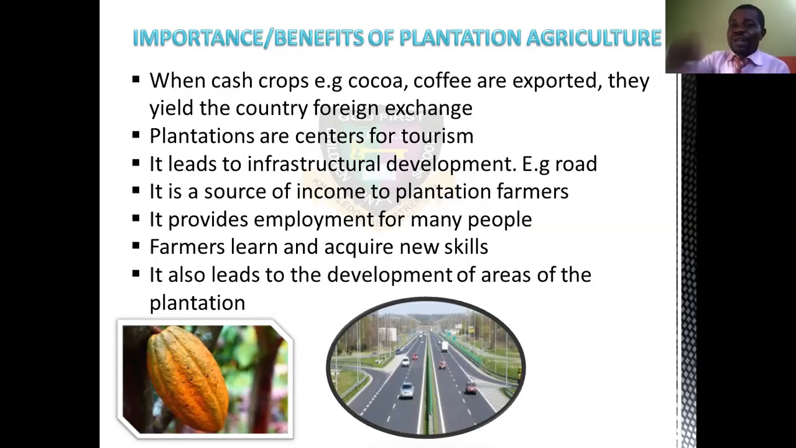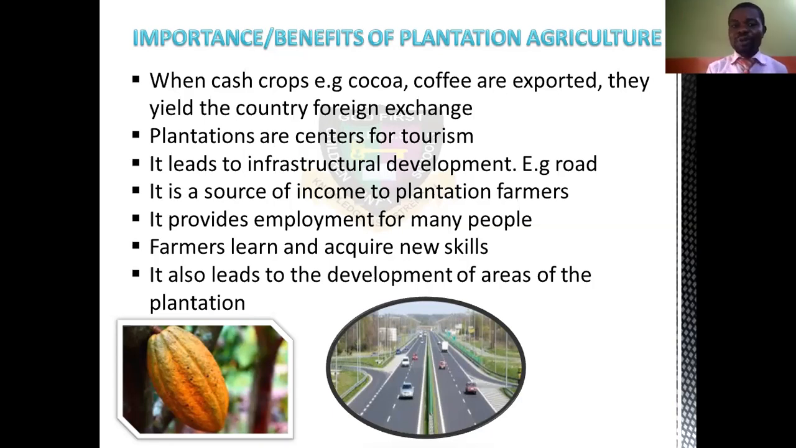Well, each year you do this plantation activity, you get a new skill. Okay, what happened last year? This is how I now overcome it. So next year, you will not fall victim to that particular problem or error again. Another thing is that it leads to development of areas. When we talk about area this time, it's not just the area. If the area is developed, the country at large is also developed.